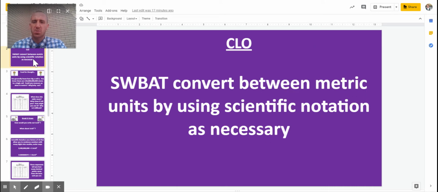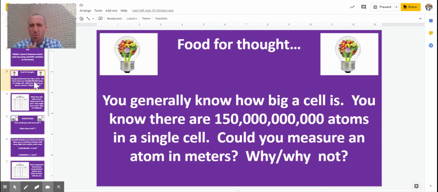Our objective today, as I sort of hinted towards, will be to convert between metric units by using scientific notation as necessary. I'm operating under the idea that you guys have used it before, but this is maybe a review for some people, but maybe some people are not very experienced with it, and maybe this is the first time you're going to go through it in detail. Either way, you'll need to get more comfortable dealing with scientific notation. So here we go. A little food for thought.